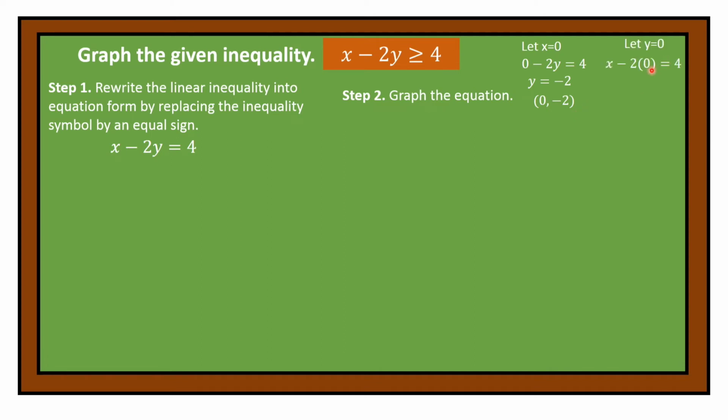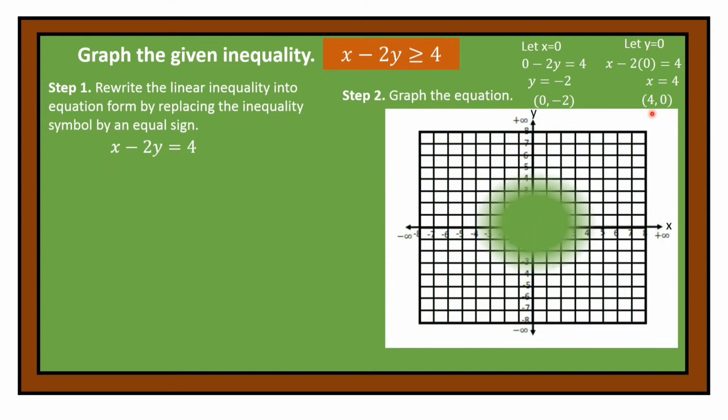Next, ilet naman natin ang y sa 0. So, papalitan lang ang ating y ng 0. So, x minus 2 times 0 is equal to 4. Since negative 2 times 0 is equal to 0, ang iwan na lang ay x equals 4. So, ang ating second point ay 4, 0. Ito naman yung ating x-intercept.